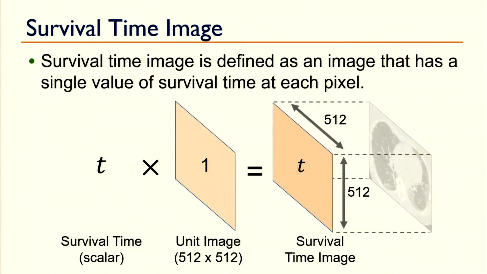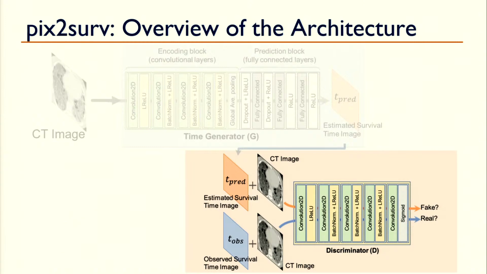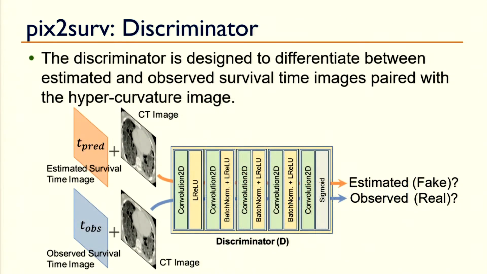Actually, the original output of the convolution network is a single survival time, but we blow that up into a survival time image that has the same dimensions as the input image, and every pixel has the same time value. The second part of the PIX2-SERV model is a discriminator network. The input to the discriminator consists of the original CT image and the corresponding survival time image.